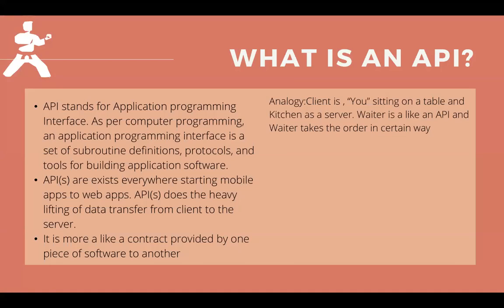So you need a structure, you need a format. That is where we call out, okay, this is what a contract is. The API says, okay, I'm going to communicate to these two agents, so this is the format I need to follow. It's as simple as that. That's the analogy we're using here. So the waiter is an API, you as a person are the client, and the kitchen is the server.